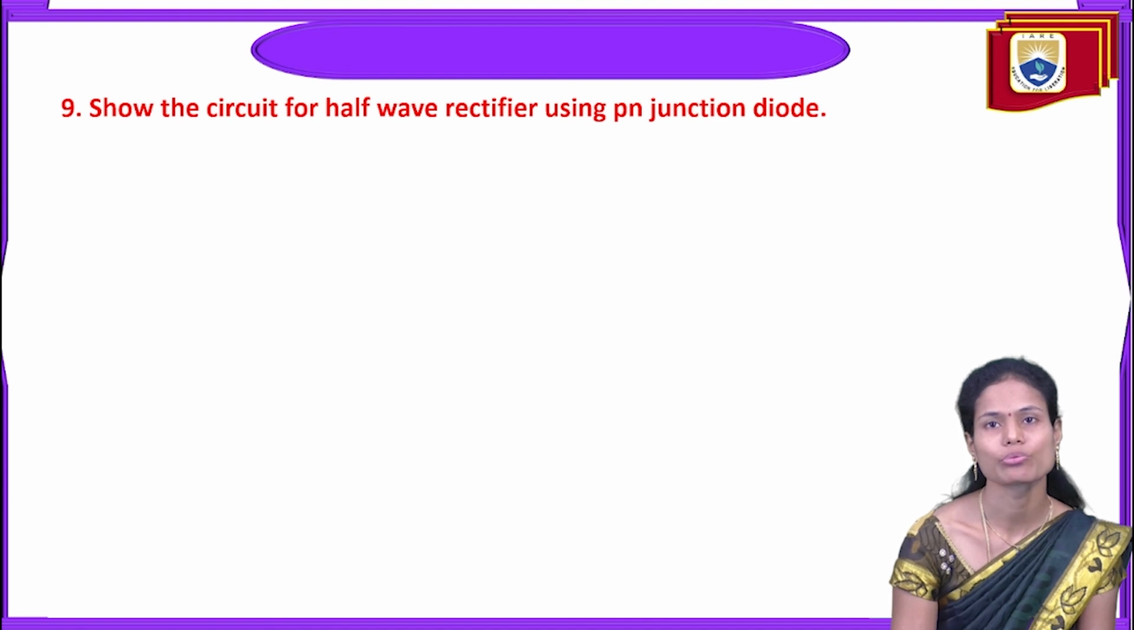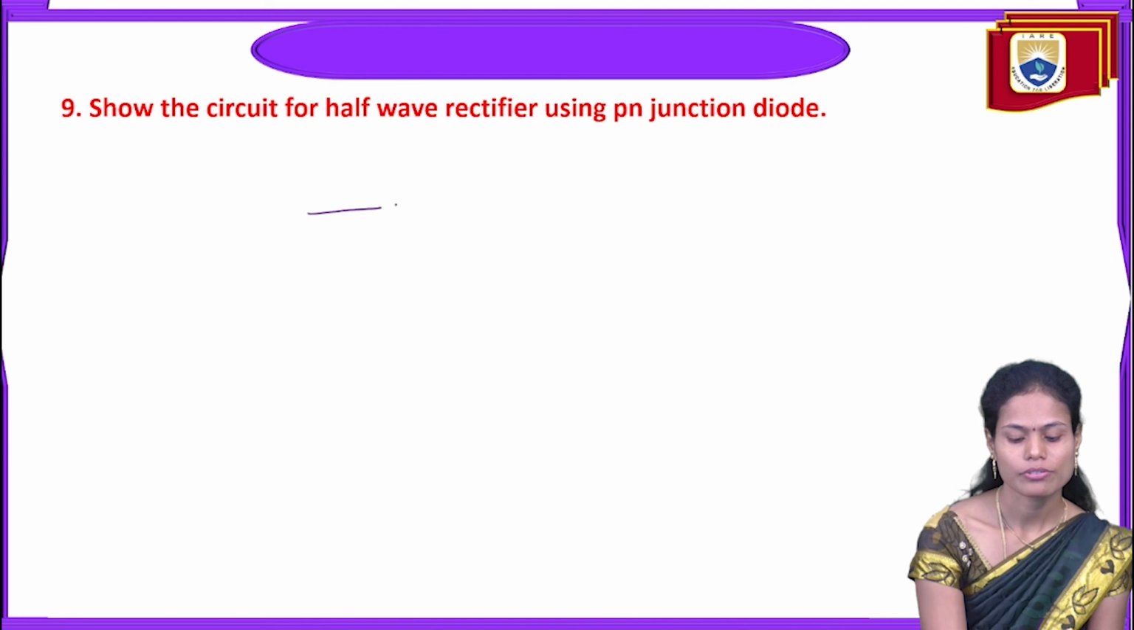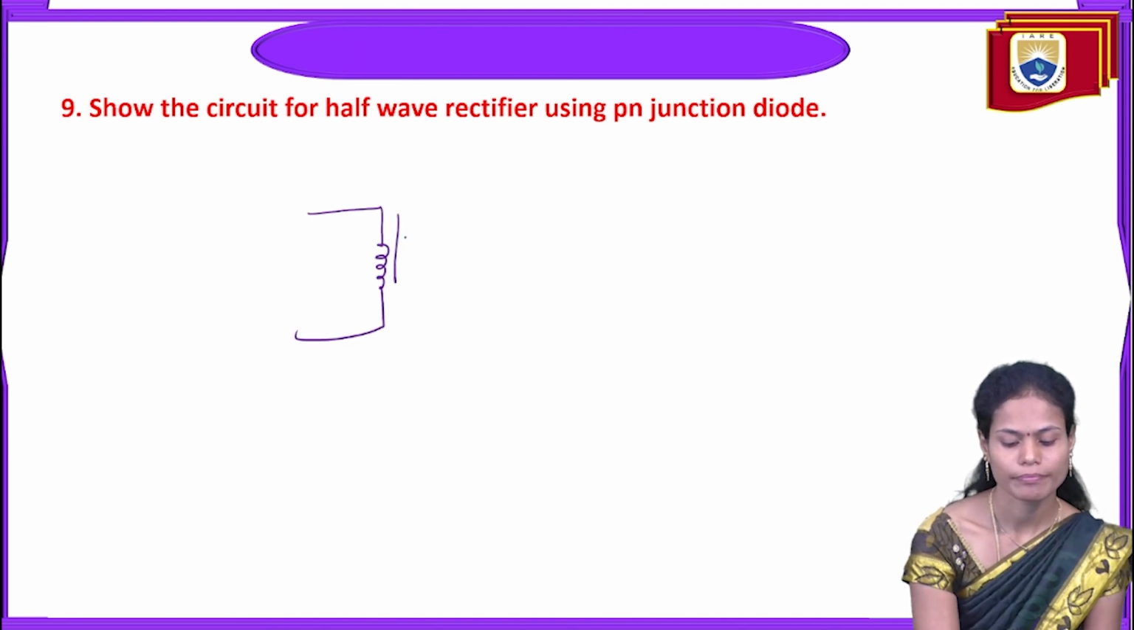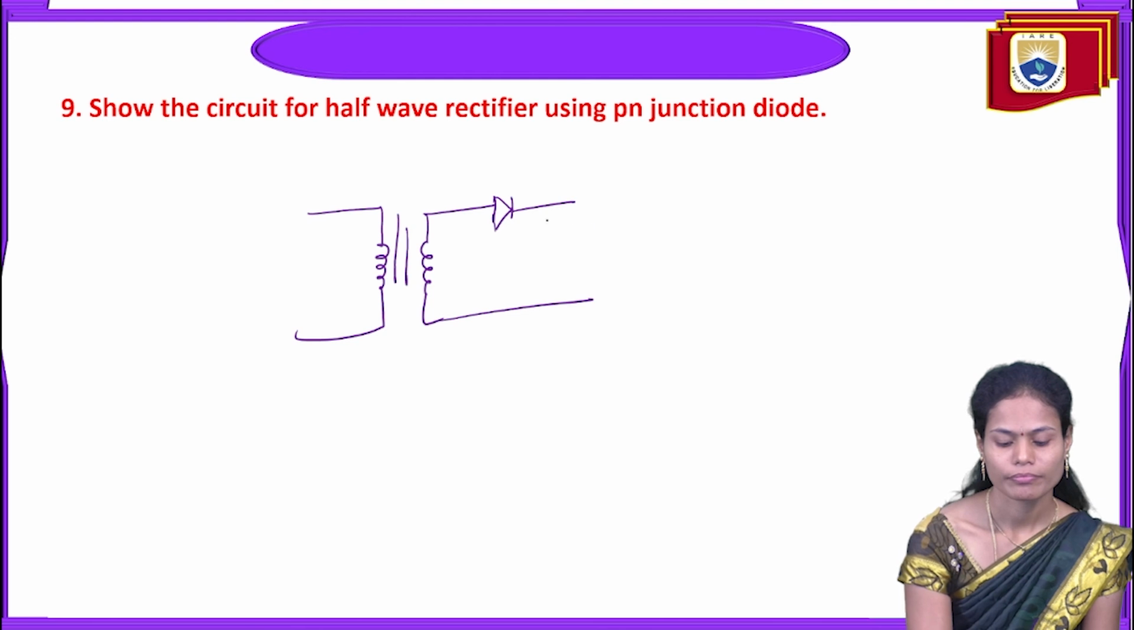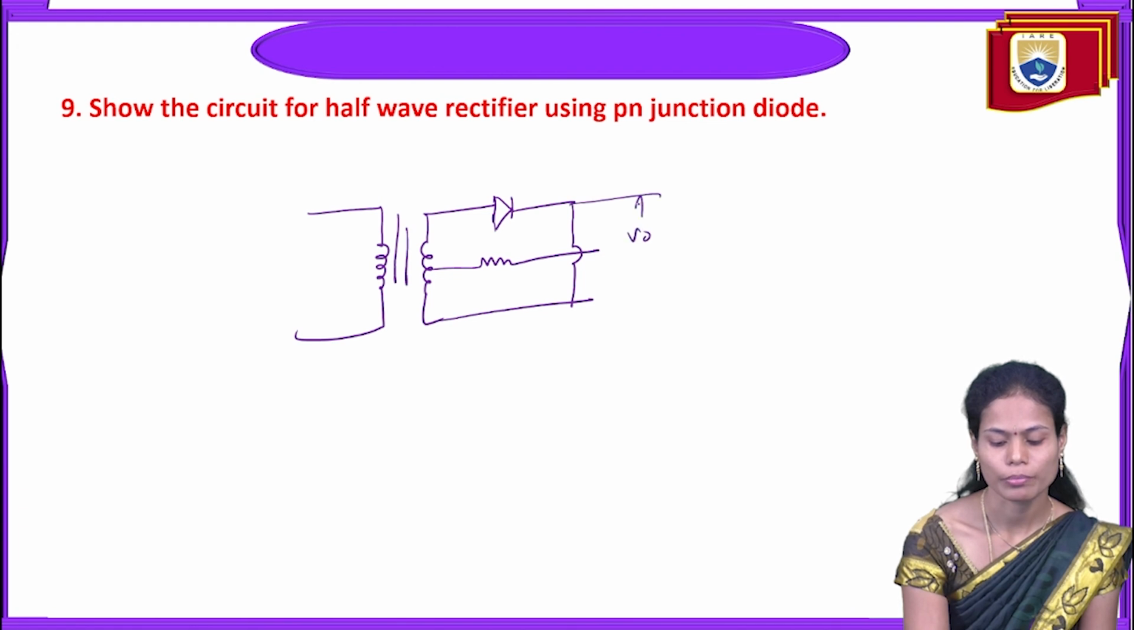And now let's show the circuit of the half wave rectifier using PN junction diode. In the case of our rectifier, we have one transformer, and we will connect one diode, and we will measure the output voltage.